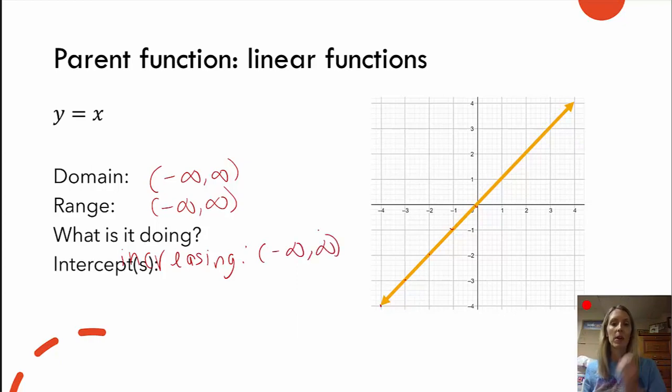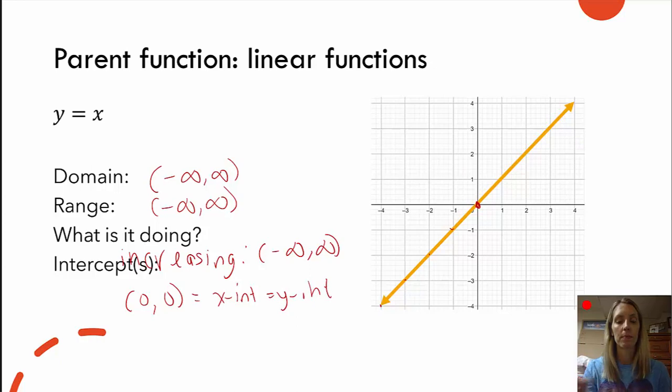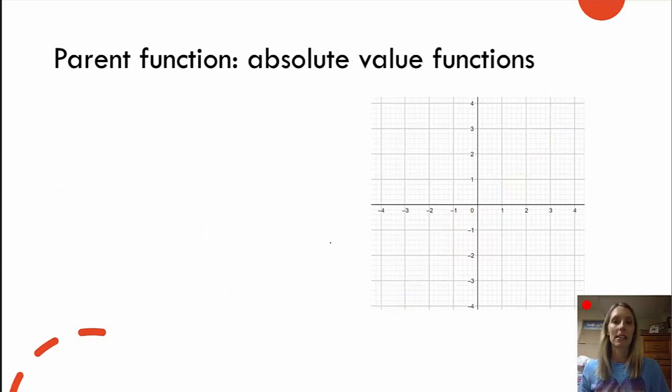And lastly, what are the intercepts? Intercepts are where the graph crosses the x or y axis. It looks like it crosses both at the same time right here, and we would have one intercept at (0, 0). So this would be both the x-intercept and the y-intercept, since it's at the origin. So this is the parent function for linear equations. We are probably already familiar with linear equations. We don't need too much information about this, but this is the parent function. So there it is. Okay, the next one we're going to talk about is absolute value functions.